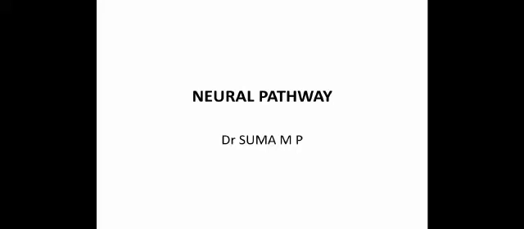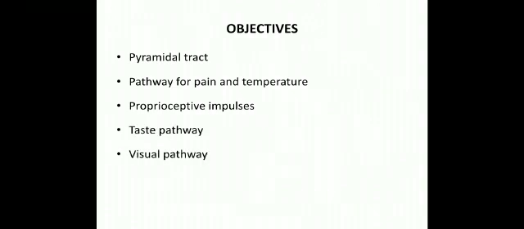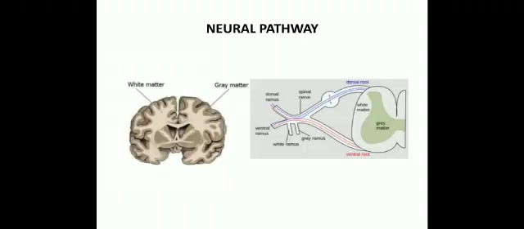Everyone, today we will discuss the neural pathway. The objectives are to learn about the pyramidal tract, the pathway for pain and temperature, the pathway for proprioceptive impulses, the taste pathway, visual pathway, and olfactory pathway.